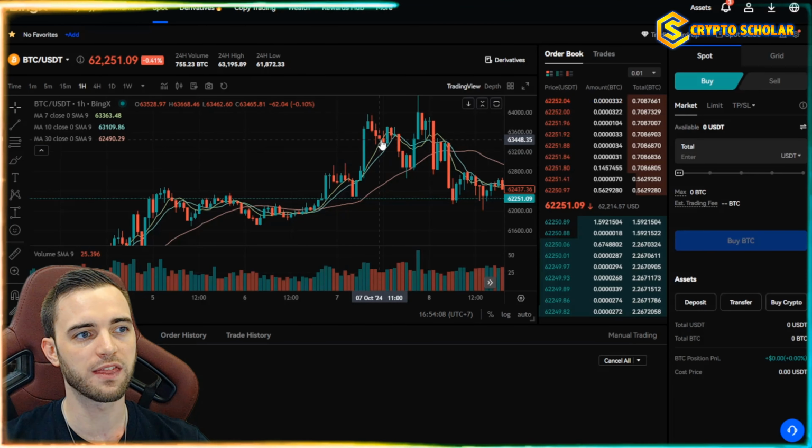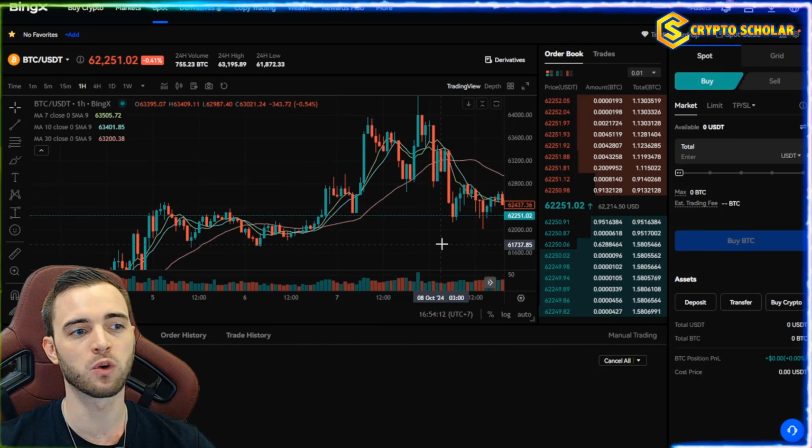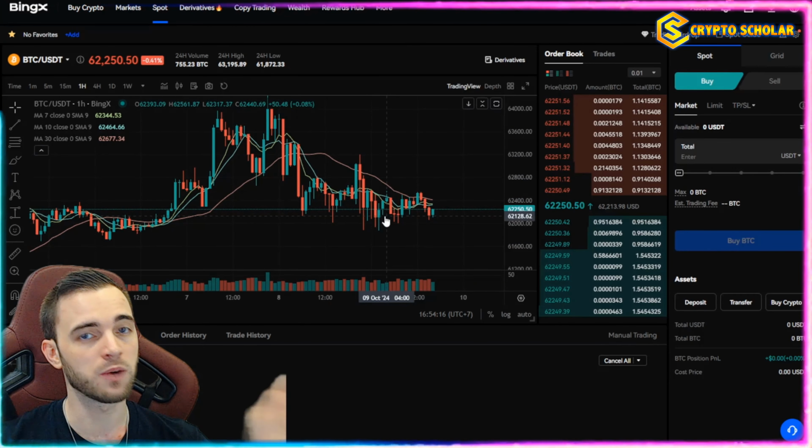Therefore, we'd be looking at that for a potential pump off of it. Very simple strategy, but one of my favorites out there. Doesn't work all of the time, but if you are in a trend, it works fantastically.